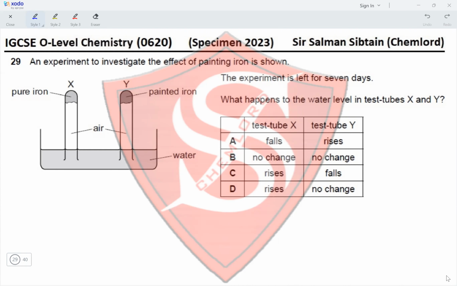So this eliminates options A and B. And in tube Y, since the iron is painted, it will not react with oxygen, so nothing will happen to the level of water. Option C says it will fall, which is incorrect. Option D says no change will take place, making option D the correct option for this question.